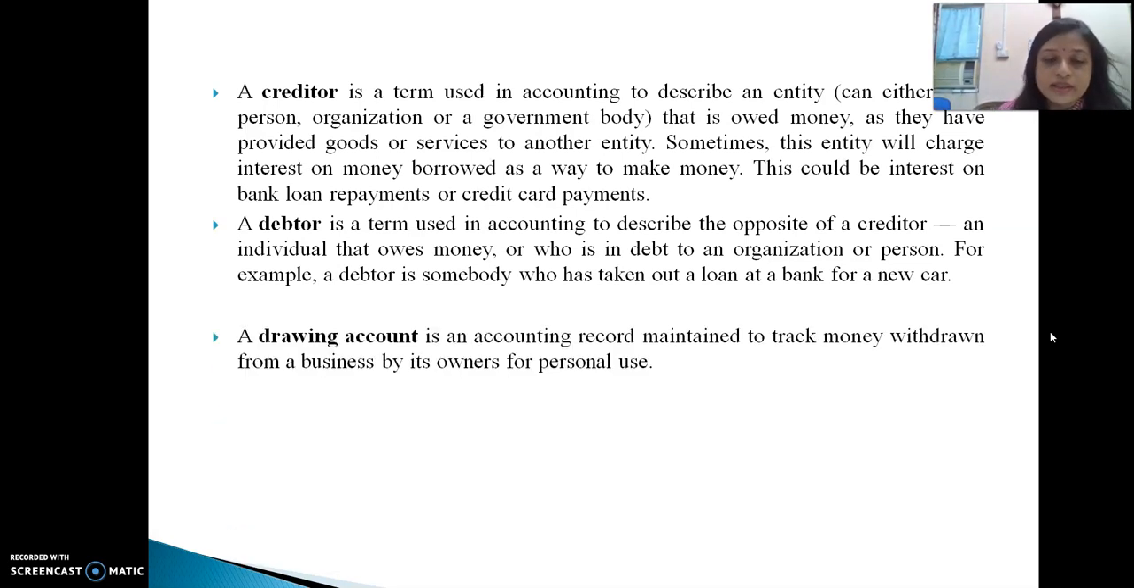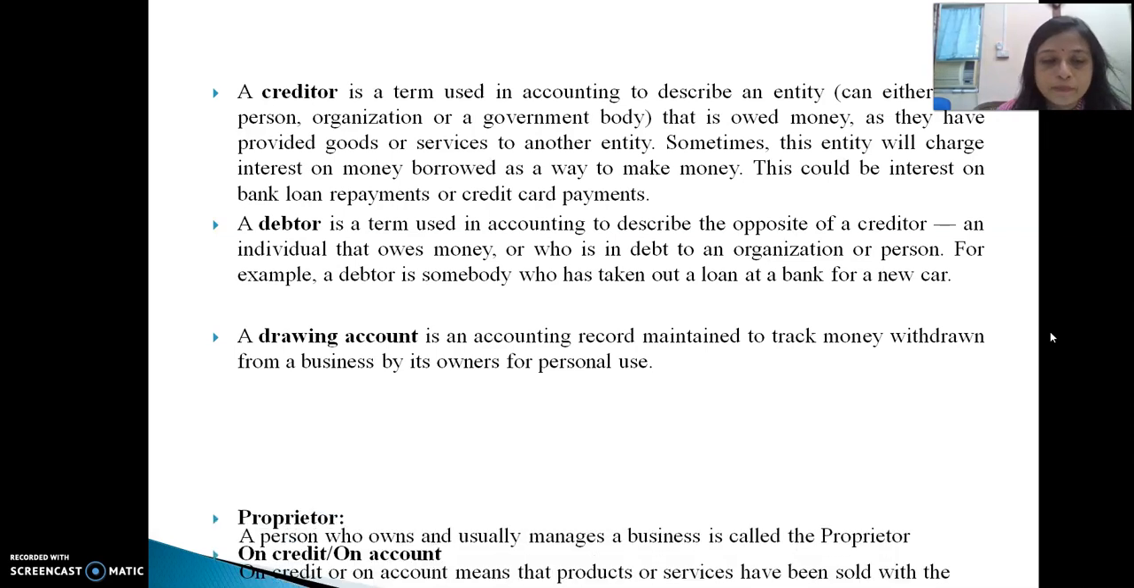Next is drawings. A drawing account is an accounting record maintained to track money withdrawn from a business by its owner for personal use. So what is called drawing? If an owner of the business withdraws money from the business for his personal use, say for example, he has withdrawn money to buy his personal car or building, then that is called drawings. If the owner withdraws money from the business for personal use, it is called drawings.